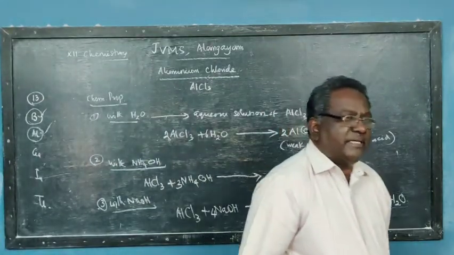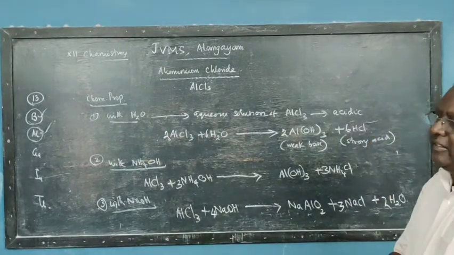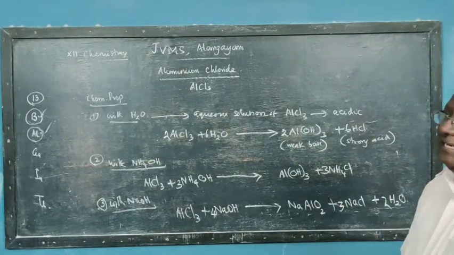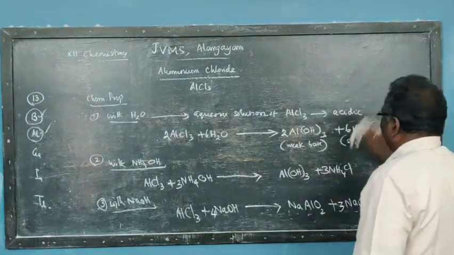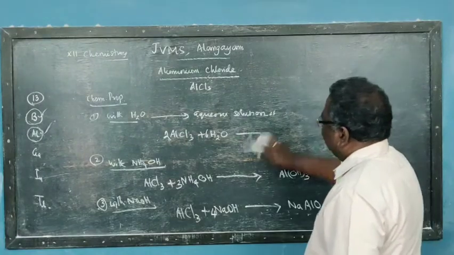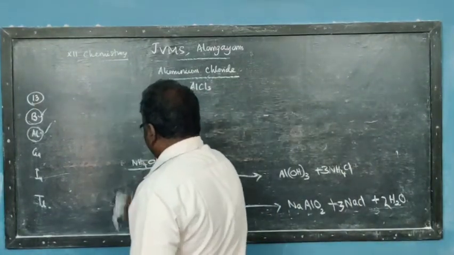Aluminum chloride is mainly used as a catalyst in organic chemistry, particularly in the Friedel-Crafts reaction. It is also used to absorb water. These are the main uses of aluminum chloride.